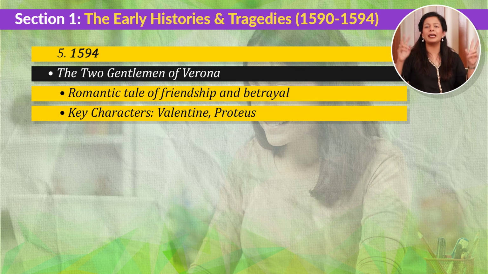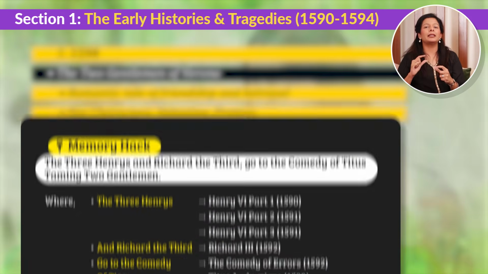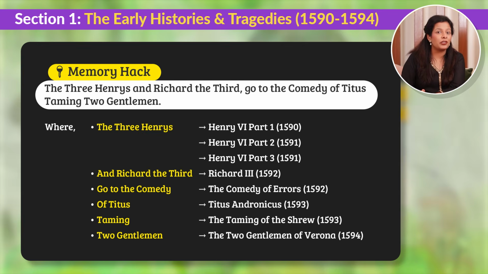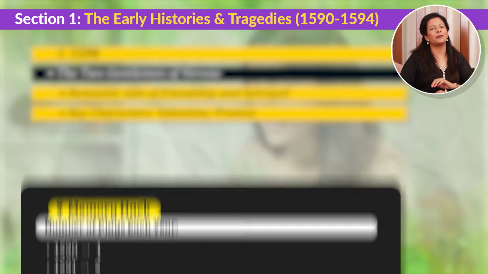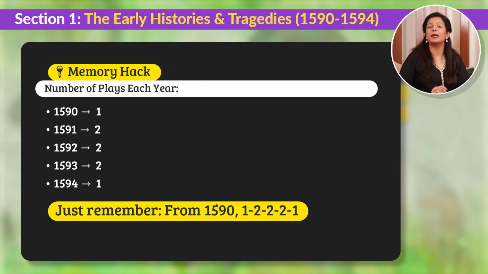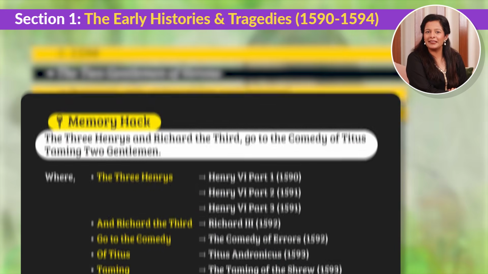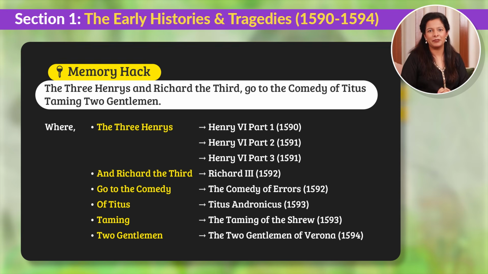To recall these 8 plays, use the phrase, the 3 Henrys and Richard III go to the comedy of Titus taming 2 gentlemen. For the years, you could simply remember the number of plays each year, starting from the year 1590. Just think 1, 2, 2, 2, 1. And that's it. The first 8 plays locked and loaded in your memory.